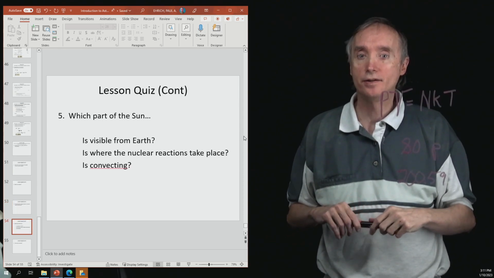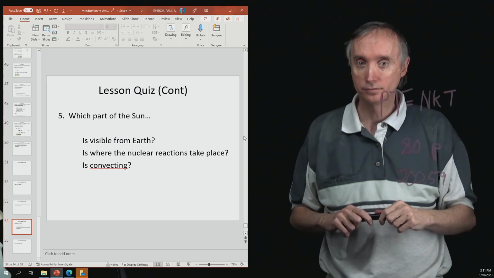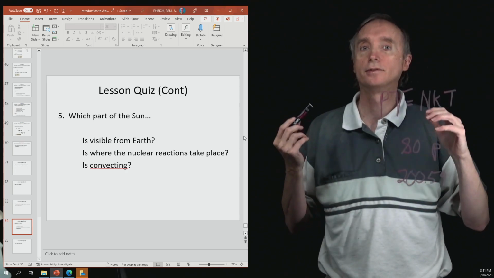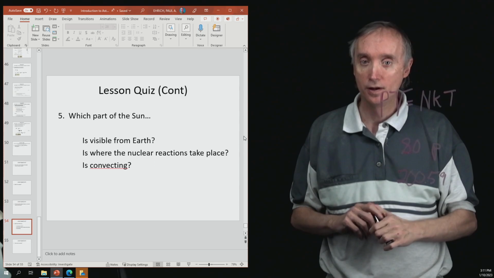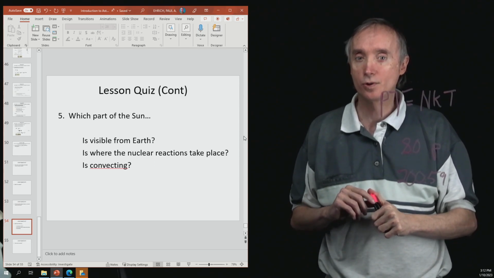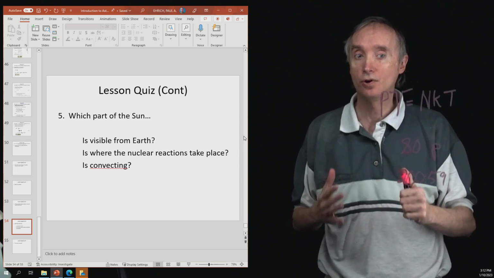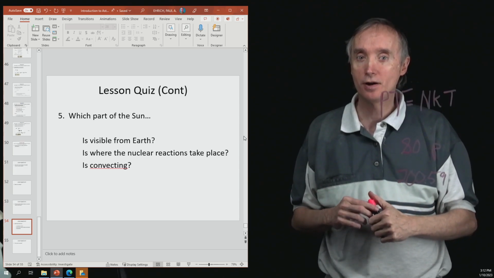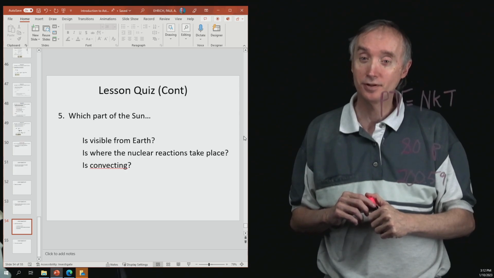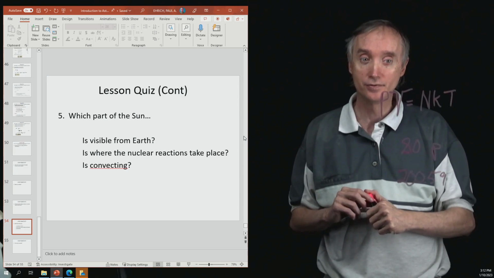Which part of the sun is visible from the Earth? Okay, that was called the photosphere. Which part of the sun is where the nuclear reactions are taking place? That was the core. And then which part of the sun is convecting? Well, that's pretty easy. That's the convective zone.